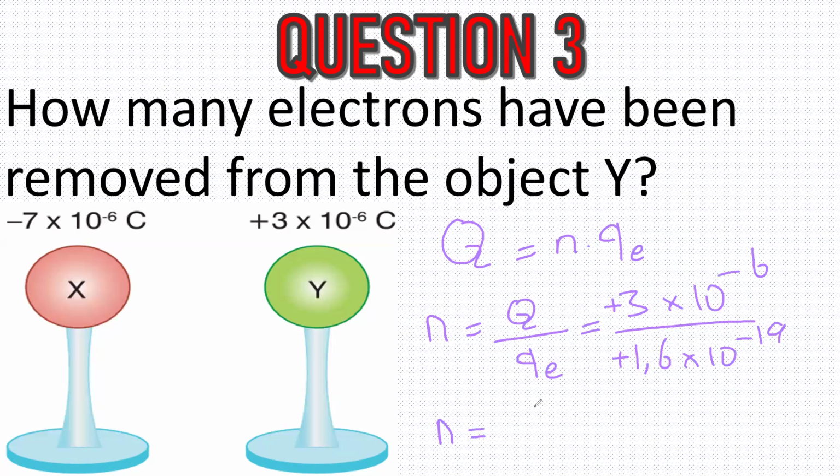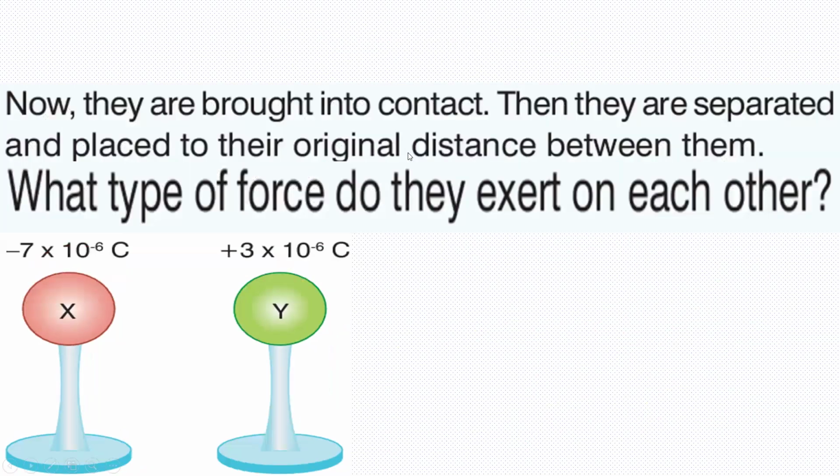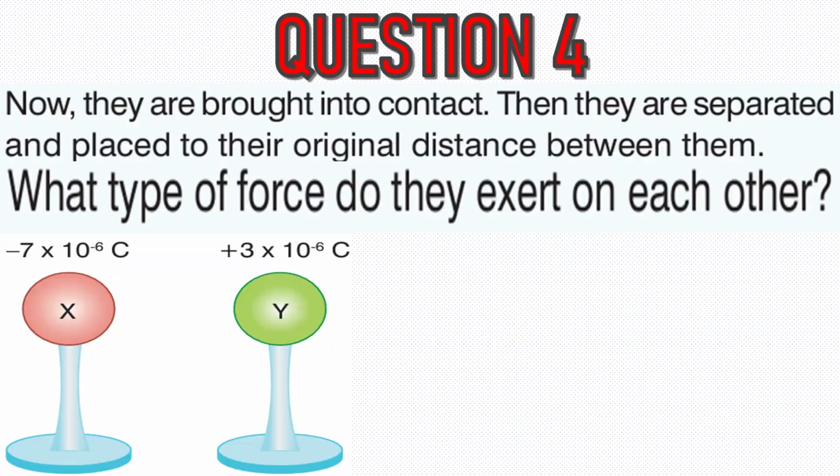So N equals, now we are calculating 3 over 1.6. 3 over 1.6 is equal to 1.88 times 10 to the power of 13 electrons. Done. Number of electrons. How many electrons removed from object Y, from neutral object Y, and then you are getting a positively charged object. Okay, question 3 done. Question 4 is coming. The simple one. You don't even need to stop the video, but just try.